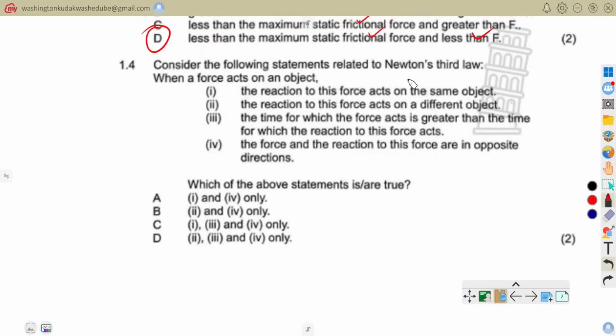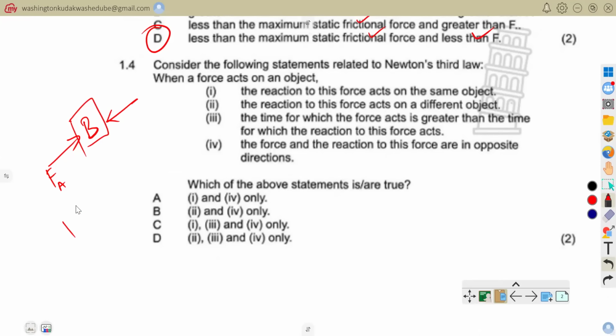Consider the following statements related to Newton's third law. When a force is acting on an object, let's say this is Fa acting on object B, now they're saying, is the reaction to this force going to act on the same object? Is it going to be acting on that object? From Newton's third law.